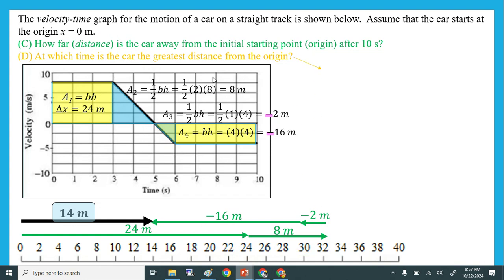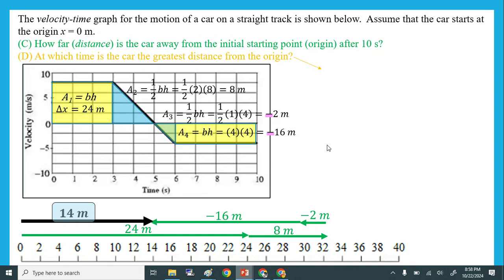Okay. All right. Now part D. Part D asks at which time the car is the greatest distance away from the origin. Using common sense, it would be at 5 seconds. The reason is that from 0 to 5 seconds the car is moving to the right, but then after 5 seconds it turned around. So at 5 seconds it has gone farthest to the right. Okay, because after 5 seconds it starts moving leftward, which would make sense that you're on your way back home.